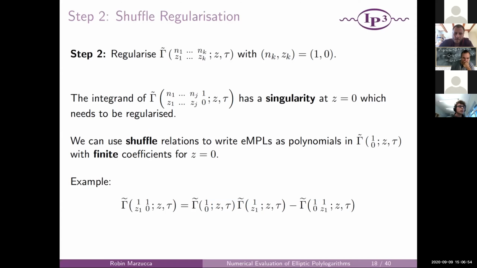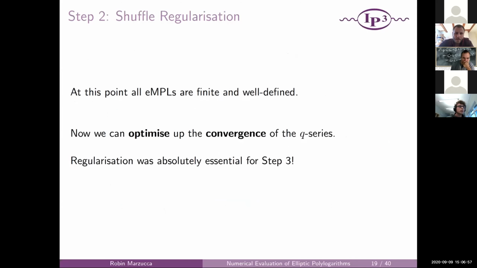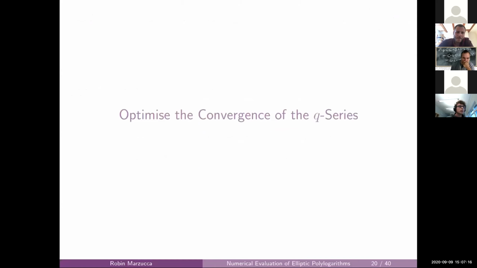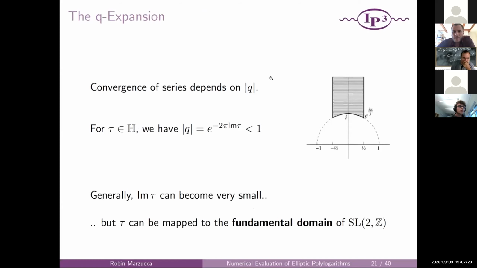Okay, so at this point, all of our EMPLs are well defined, and we can start to think about the convergence of the Q series. But it is very important to first regularize them before the next step, because otherwise you might get some wrong results. So step 3 is to optimize the convergence. What does that mean? As we've seen before, the convergence of the Q series depends on the modulus of Q.